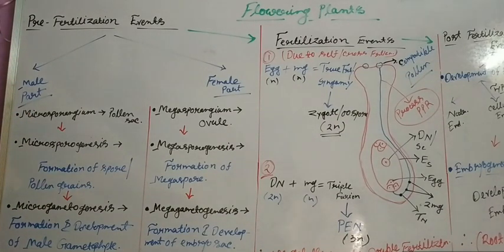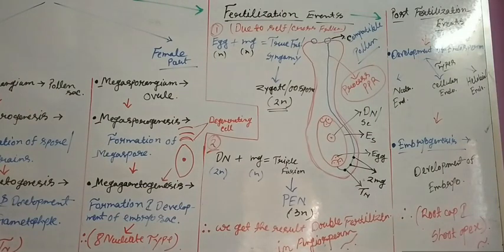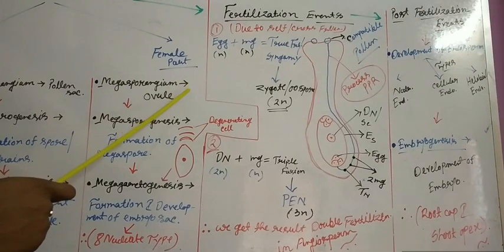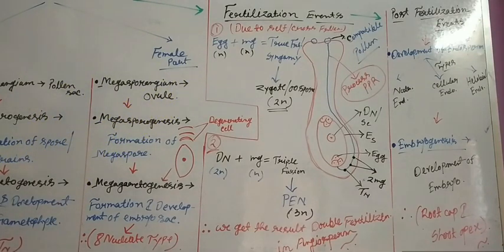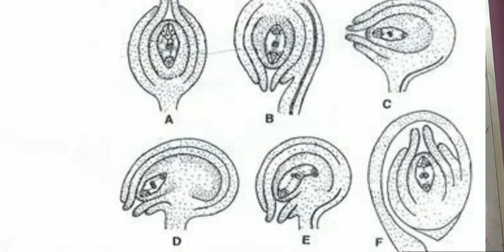Next, we look at the female section of the pre-fertilization event. First phase, megasporangium. We know that on the basis of the relative position of the funiculus, chalaza, and micropyle, ovules can be classified into mainly 6 types. First is atropous, anatropous, campylotropous, amphitropous, hemianatropous, and cyclotropous.